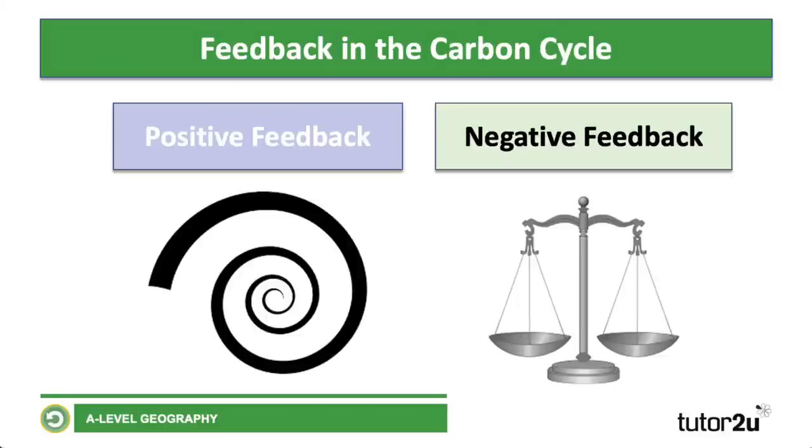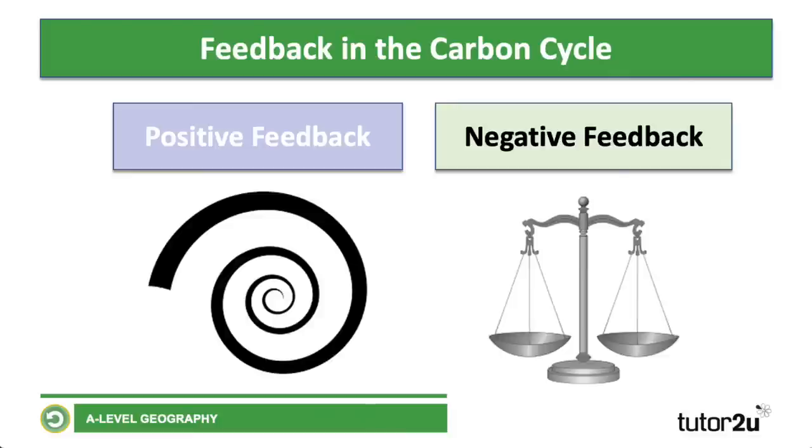So a key thing to understand is this idea of feedback. And this often tricks people, because when we're talking about positive feedback, it is not a good thing. You think, yay, positive, that's going to be something good. That is not the case with positive feedback when we're thinking about the carbon cycle. When we're thinking about positive feedback, we're thinking about the system moving away from equilibrium, and then the consequences of that meaning that it keeps moving further and further away from equilibrium. So you can see the little picture there of a spiral. It's starting to move away from the center, the equilibrium, and it's moving further and further away.